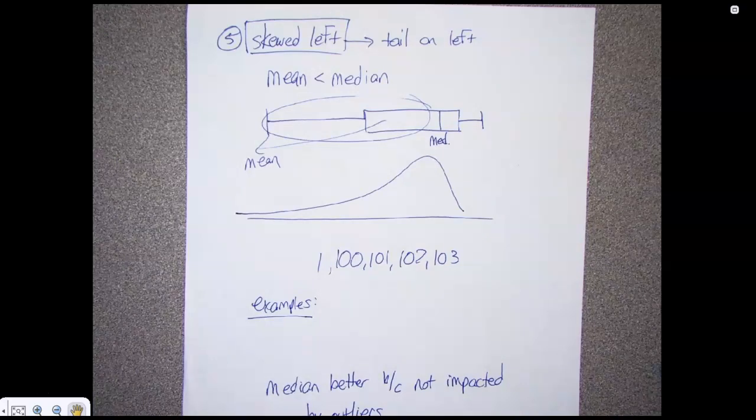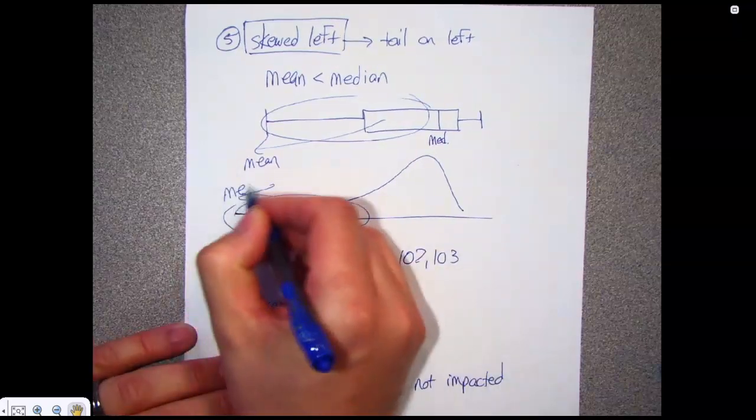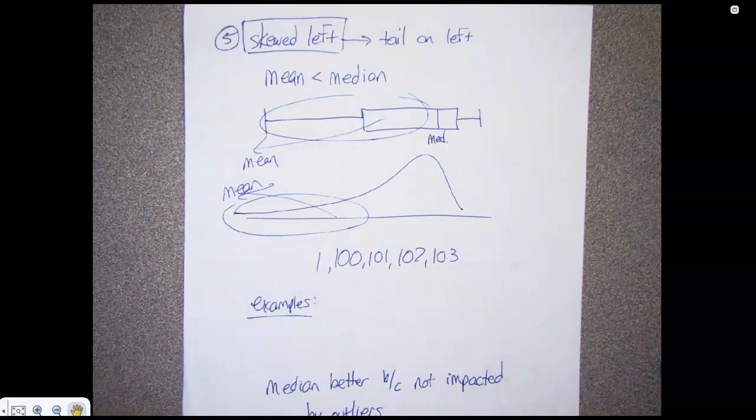Say it again. The tail on the left pulls the average down. Pulls the mean down. Okay. Yes. So try to think of one or two examples where something will pull the mean down.